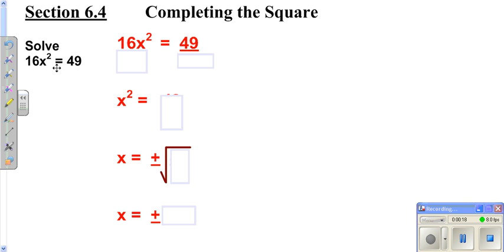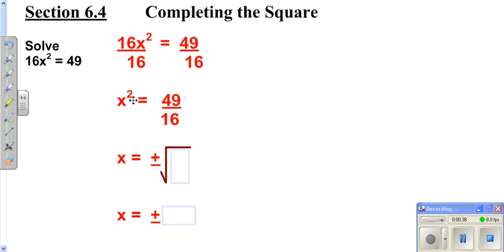Suppose we wanted to solve this. There's a couple ways we could do it. We could set it equal to 0 and solve it. But there's another way. We could just try to get the squared term by itself by getting rid of the 16. So let's go ahead and divide both sides by 16. Then the 16s on the left would drop, and we'd have 49 over 16 on the right.